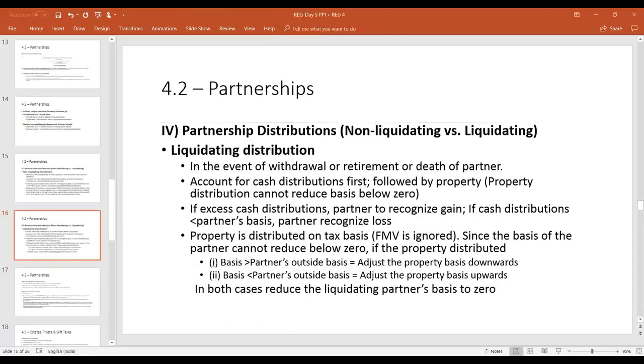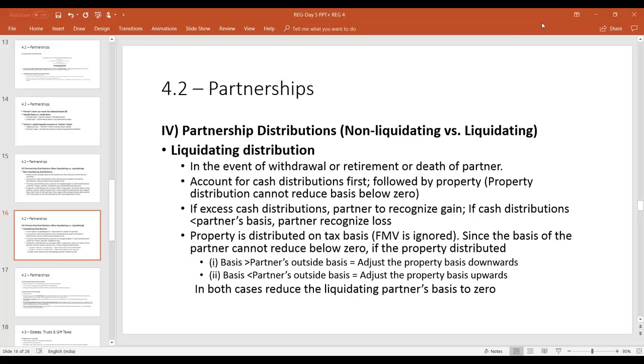Moving on, liquidating distribution. So what do you mean by liquidating? It happens when the partner withdraws from the partnership, or there's a retirement, or there's a death of the partner. Here too, you account for cash distributions first, followed by the property distributions. Again, property can never reduce your basis below zero. Here, with excess cash distributions, the partner recognizes gain. If the partner's cash distributions are less than the partner's basis, then he would recognize loss.